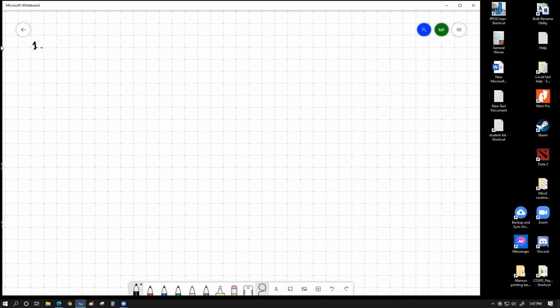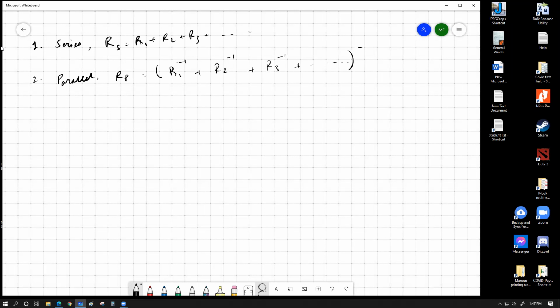First I'm writing the formula for series calculation: Rs equals R1 plus R2 plus R3 plus dot dot dot. The common resistance for parallel combination, Rp, goes like this: bracket R1 inverse plus R2 inverse plus R3 inverse plus dot dot dot, whole inverse. And then we have Ohm's law, which is V equals IR, to be applied in applicable cases relevantly. And that's pretty much it for that.